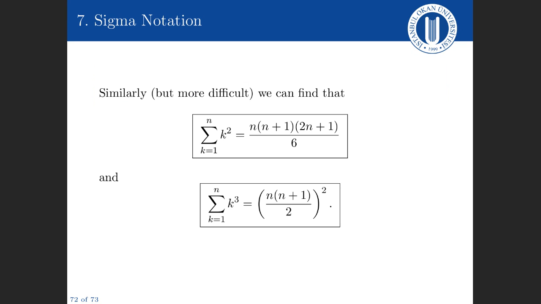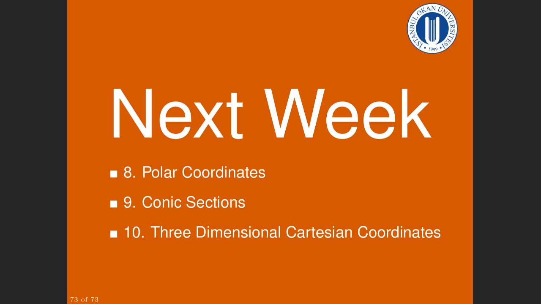Two more formulae we will need when we do calculus. The sum of the first n squared numbers is given with this formula, n times n plus 1 times 2n plus 1 divided by 6. And the sum of the first n cubed numbers is n times n plus 1 over 2, all squared. We will need these formulae in the last few weeks of term when we do calculus.